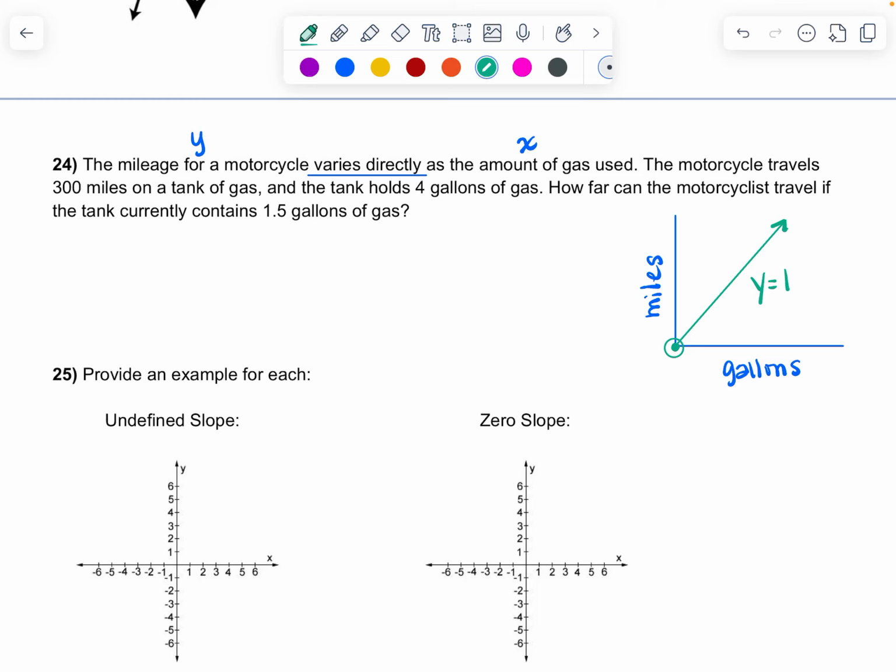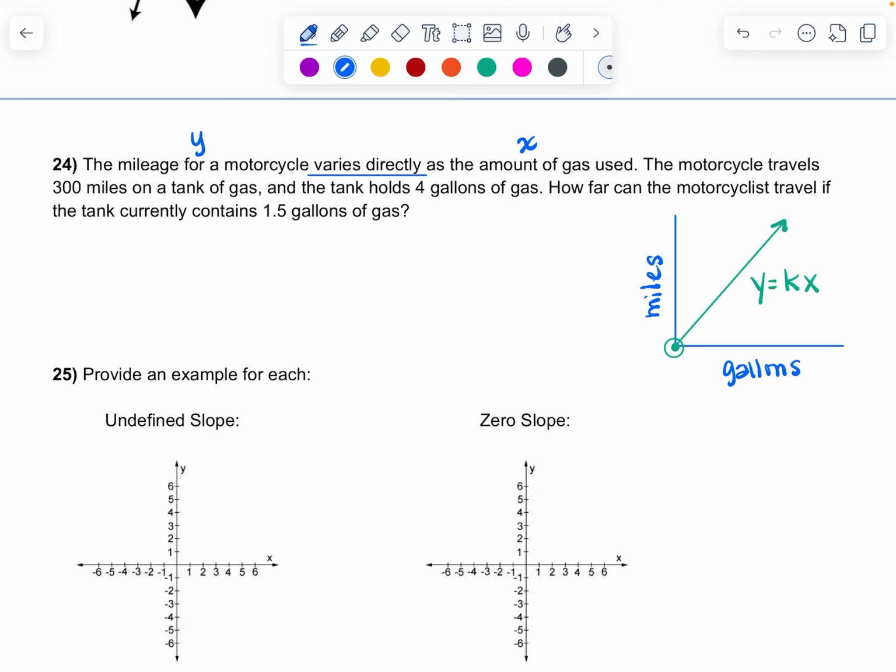But for direct variation, just to be more difficult, instead of saying mx, they call it kx, because k is called the constant of proportionality, but it's the exact same thing as slope. It's just calling it something else because it's a very specific slope of a line that goes through the origin.